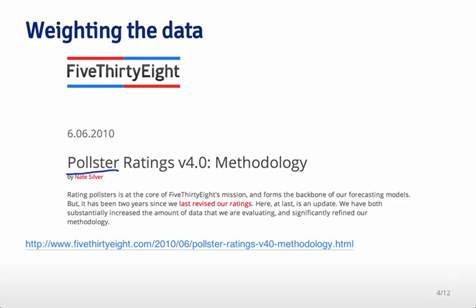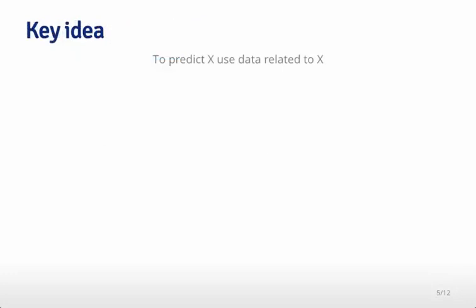This is an example where finding the right data set and combining it with a simple understanding of what's really going on scientifically can have maximum possible benefit in terms of making strong predictions. The key idea here is, if you want to predict something about X, use data that's as closely related to X as you possibly can.